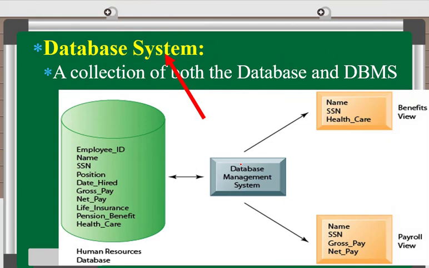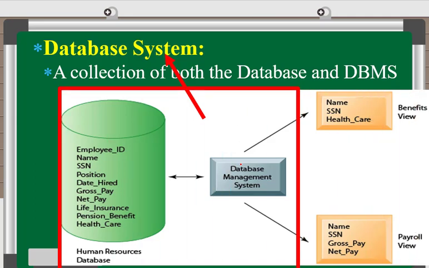Next is database systems. Database system is a combination, or what we can refer to as a collection, of both the database and the database management system. So a combination of the human resource database and this DBMS, in this given case, could either be Oracle, MySQL, SQL Server, Access, MongoDB, and so on and so forth. A combination of these is what we are going to refer to as a database system.